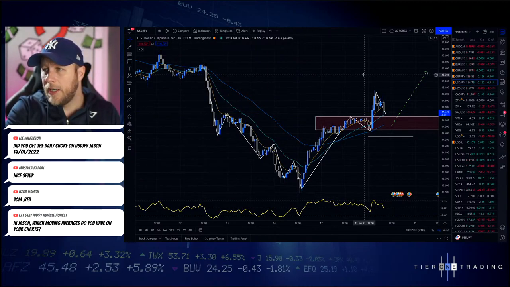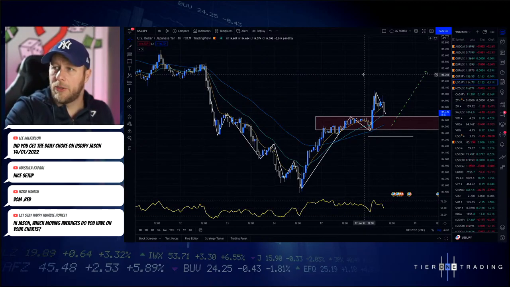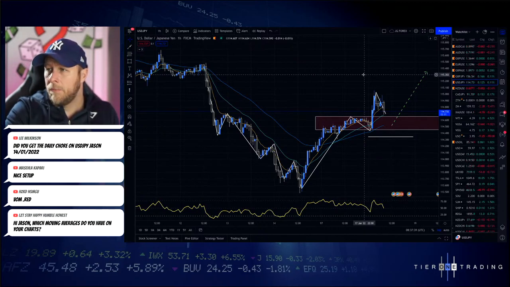Dollar yen just hit a 618 daily, did an AB equals CD pattern with a 127 extension on the lower time frame and the higher time frame trend. Nice. Excellent.